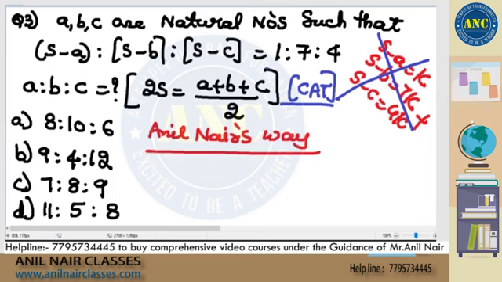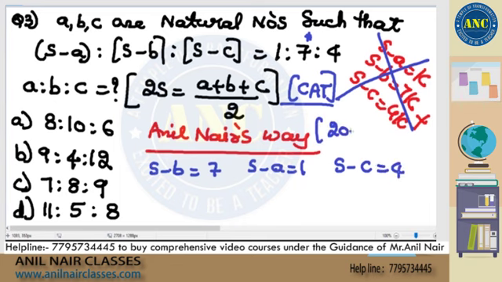First observation: S minus B is 7, which is the maximum. S minus A is 1. S minus C is 4. If you just listen, in probably 20-30 seconds you can solve it without adding.